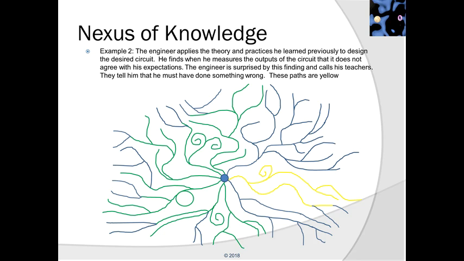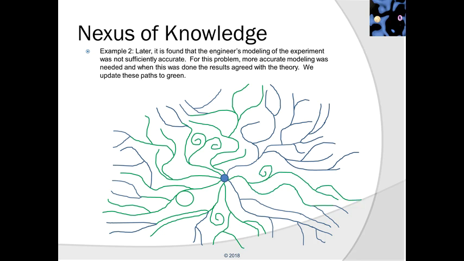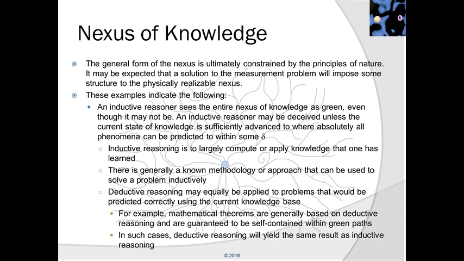These paths are yellow. Later it is found that the engineer's modeling of the experiment was not sufficiently accurate. For this problem, more accurate modeling was needed, and when this was done, the results agreed with the theory. We update these paths to green. The general form of the nexus is ultimately constrained by the principles of nature. It may be expected that a solution to the measurement problem will impose some structure to the physically realizable nexus.